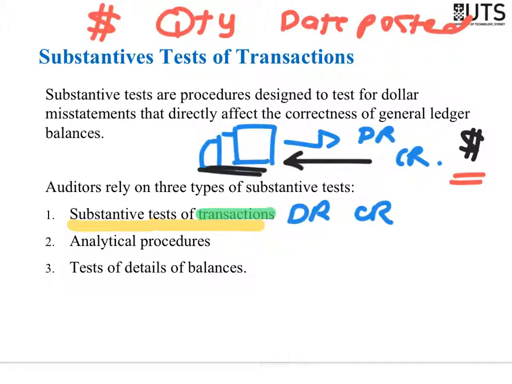A substantive test is looking at, is this the correct dollar amount? Is this the right quantity? Is it the right date? All right? So you need to start making that distinction between them.